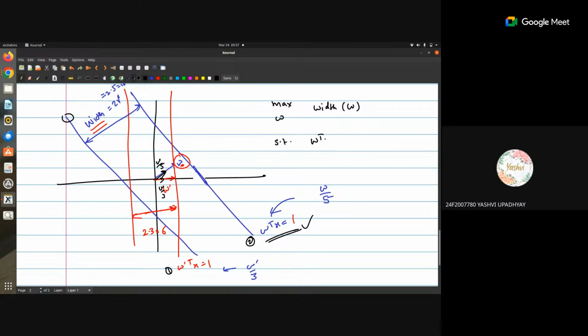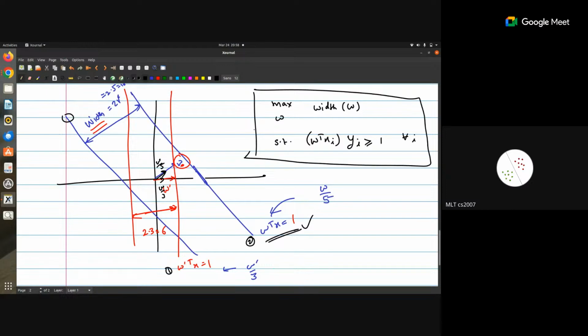The constraint on W is the same: W transpose xi yi is greater than or equal to 1. Now instead of gamma, I am having 1. Fine. Okay, this is the case now. I hope this is fine for everyone.